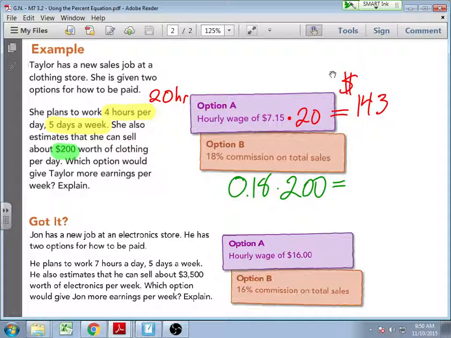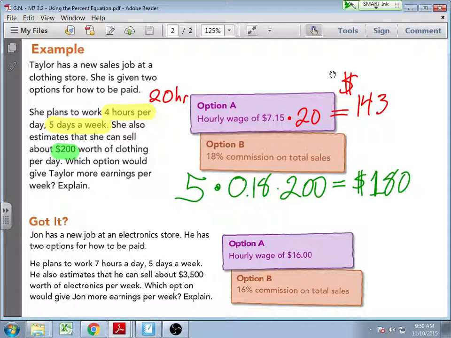You got it? Per day, and so what I did was multiply after. 0.18 times 200 is 36. So that's per day. Ethan said she's doing 5 days, so for the week, he went ahead and multiplied by 5 and got 180.